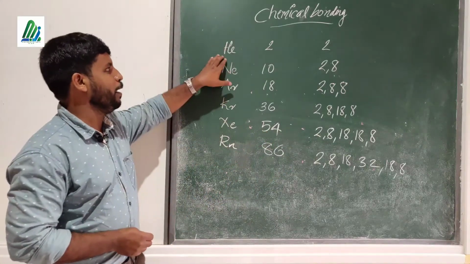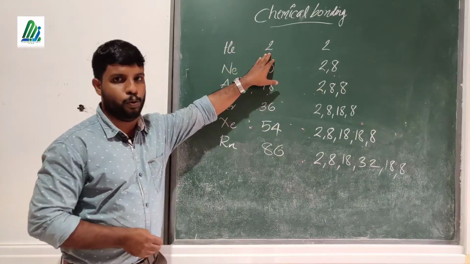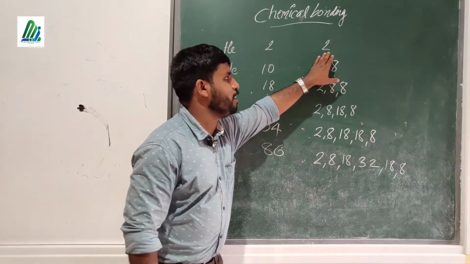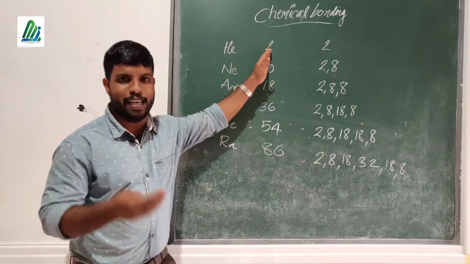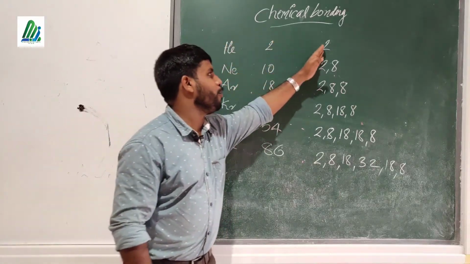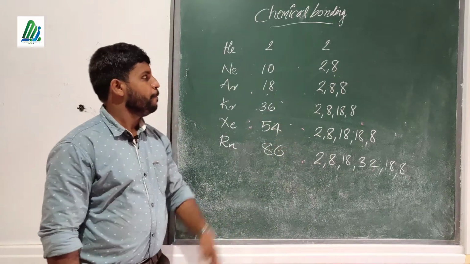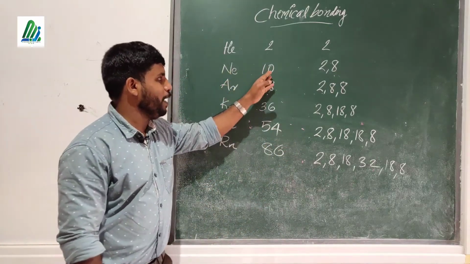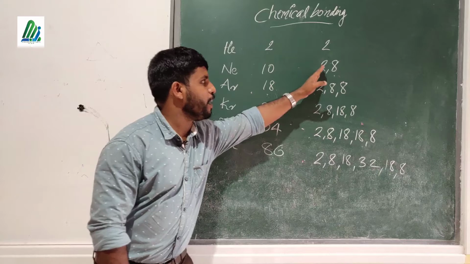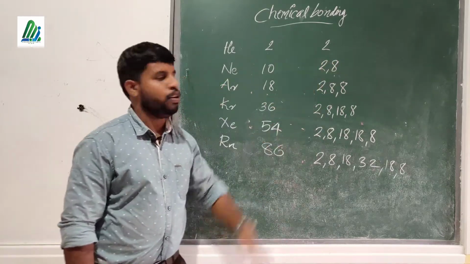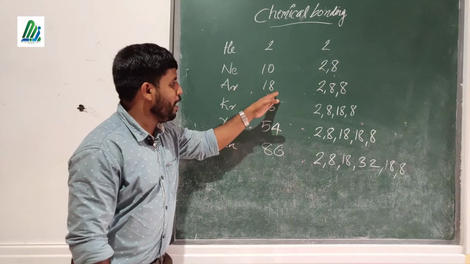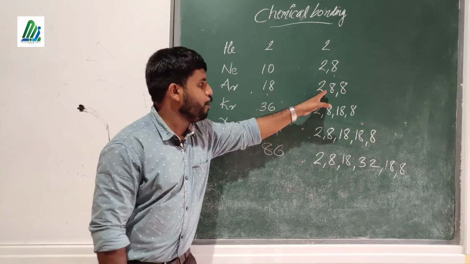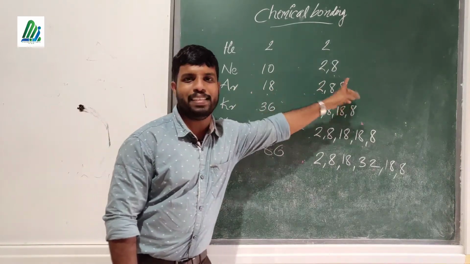Look at that. Helium: its atomic number is 2, so it has 2 electrons, and the electronic configuration is also 2. The next one, neon: its atomic number is 10, and the electronic configuration is 2, 8. The third one, argon: atomic number 18, electronic configuration 2, 8, 8.